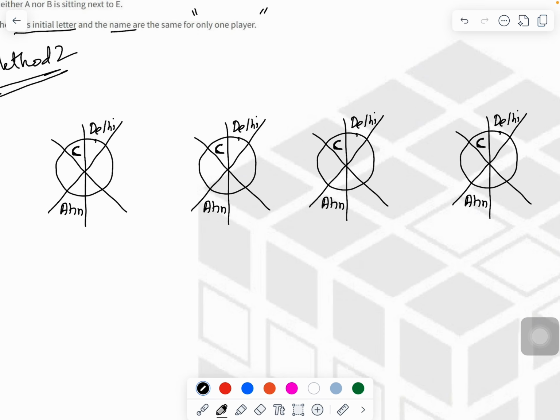And in each case, let me go and write where Calcutta is. In this case, Calcutta is here. In this case, Calcutta is here. In this case, Calcutta is here. In this case, Calcutta is here. And accordingly, opposite to Calcutta, we have Bhopal.